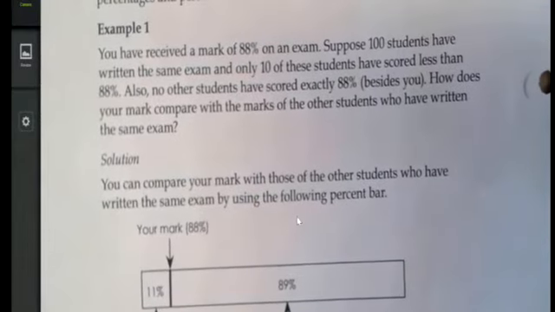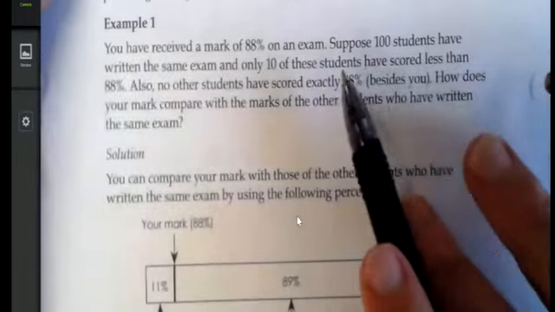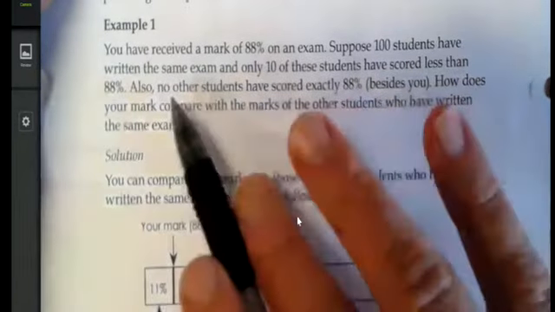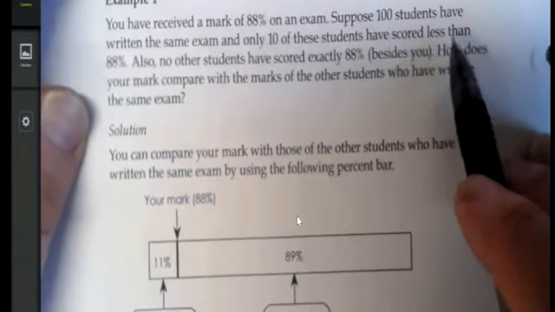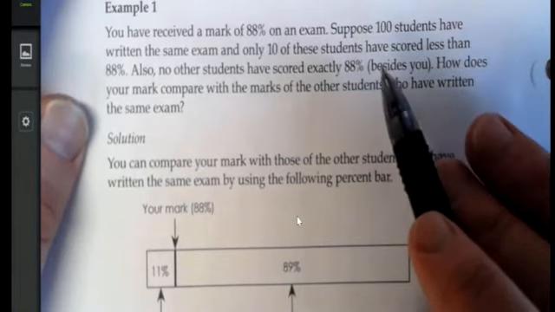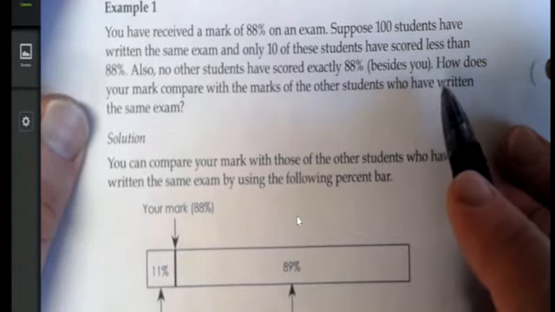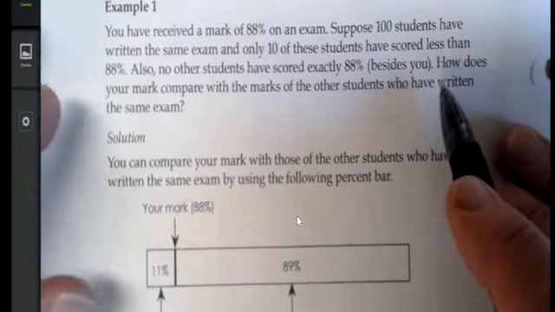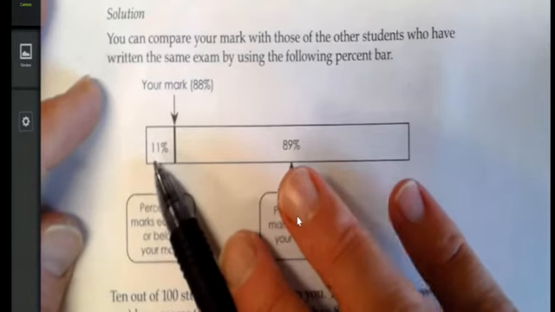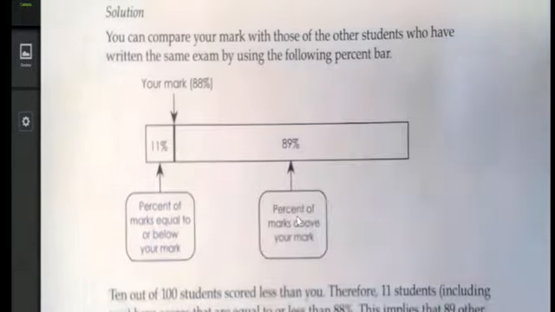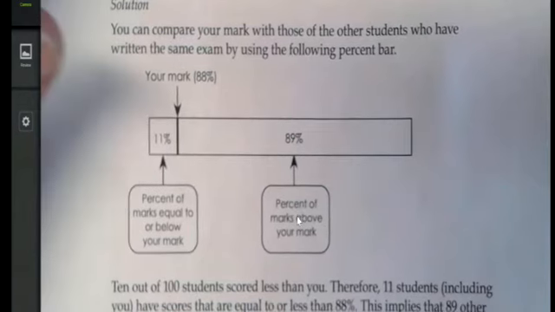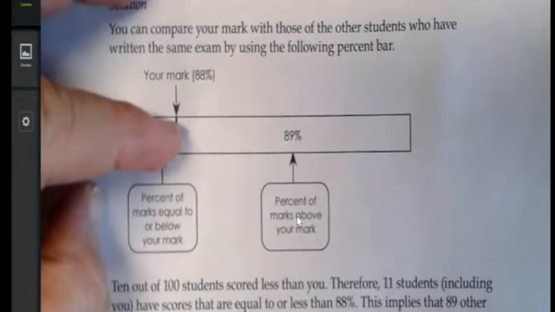Let's look over here. You received a mark of 88% on an exam. Suppose 100 students have written the same exam and only 10 of these students have scored less than 88. Also, no other students have scored exactly 88 besides you. How does your mark compare with the marks of the other students who have written the exam? Well, 11% of the students are over here, less than you, and 89% of the students are over here, more than you. So you think you did pretty good, you got an 88, but when you rank it as a percentile, you're all the way over here.